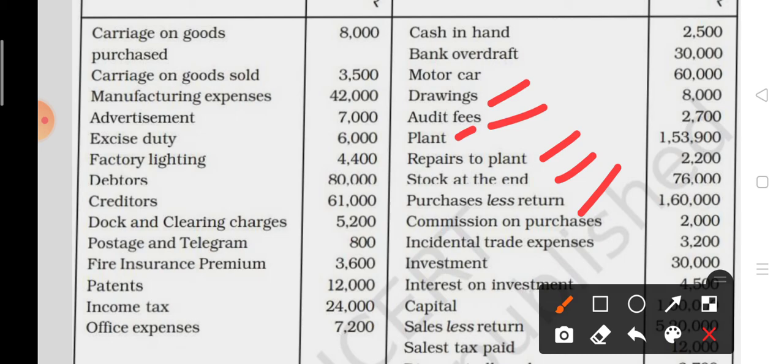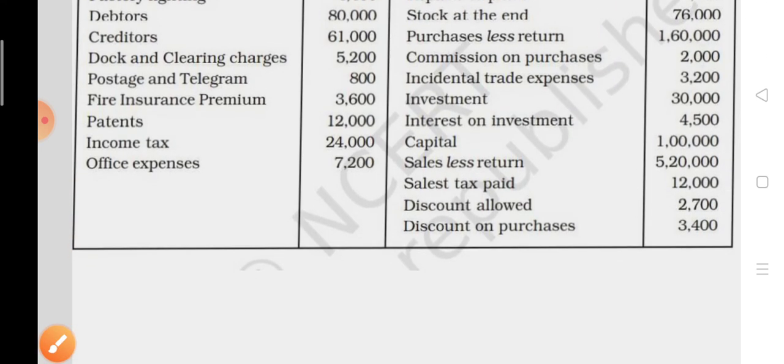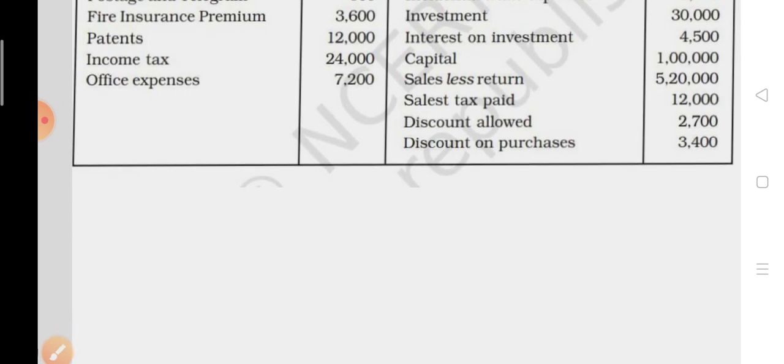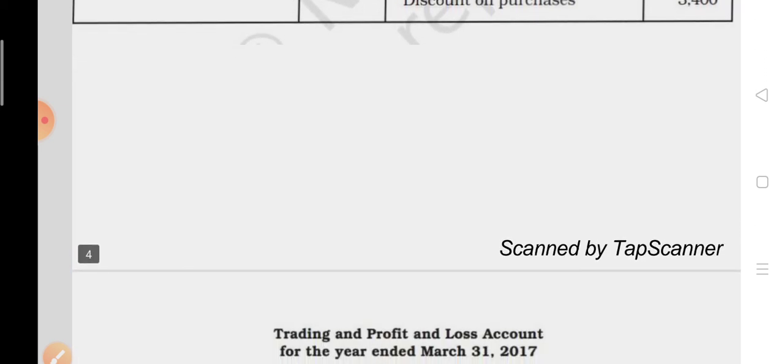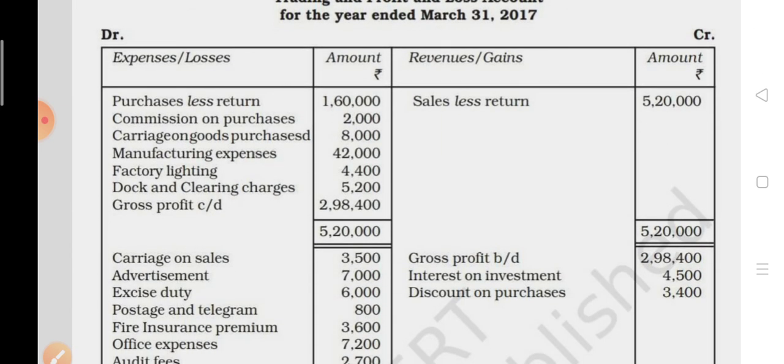Here purchases is given and return already subtracted, that is 1,60,000. Commission on purchases 2,000, incidental trade expenses 3,200, investment 30,000, interest on investment 4,500, capital 1 lakh, sales less return 5,20,000, sales tax paid 12,000, discount allowed 2,700, discount on purchases 3,400. So children, this is the question.